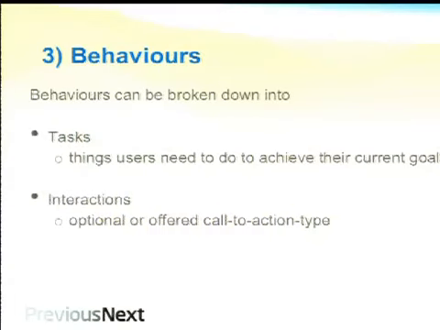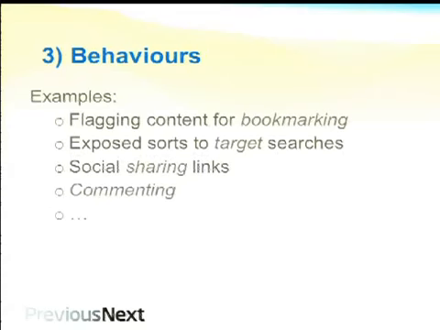And the final item there was behaviours. I've talked a little bit about this already. Behaviours are things that can be broken down to tasks and interactions. I've toyed with this one a bit. I think it's a fairly arbitrary distinction, but something to think about. Examples of behaviours, things like flagging content for bookmarking, exposed sorts to target searches, social sharing links. And my feeling is that behaviours will tend to emerge from user stories.